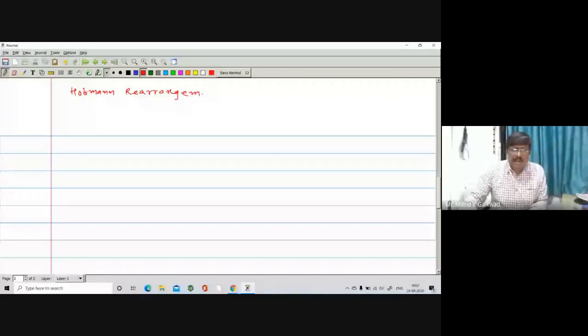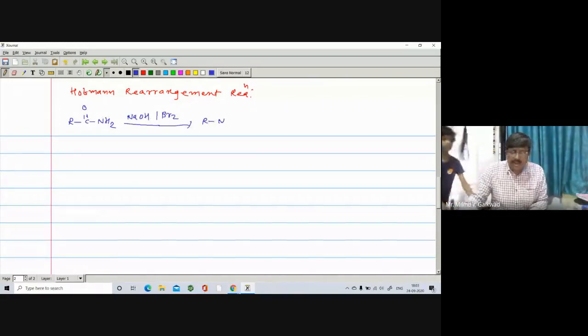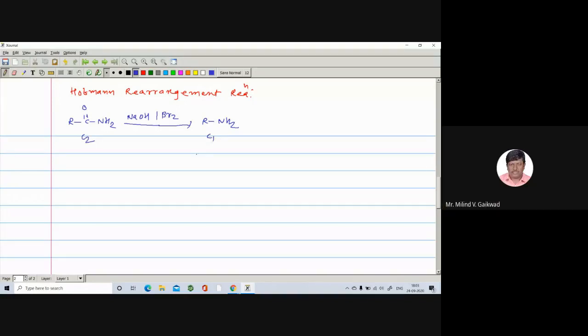Hofmann rearrangement reaction. In the Hofmann rearrangement reaction, the starting compound is an amide, RC double bond O NH2. It reacts with alkali NaOH and bromine. So there is a formation of the corresponding amine. Here there are two carbons, and here only one carbon, meaning there is a decrease in the number of carbon atoms. So it is called a Hofmann rearrangement reaction.